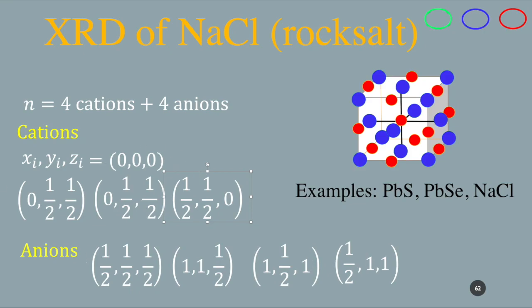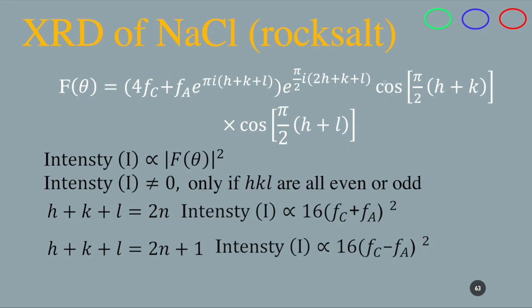If we compute all these things, we again end up with this equation, which looks similar to the typical FCC structure, because as in FCC, only if HKL are all even or all odd do we obtain the signals, because then the intensity is non-zero. Otherwise, if there is a change in parity, we don't get the signals. But in addition to this condition, there is another interesting thing, because there are two ions involved. So sometimes the intensity is higher. For example, if h plus k plus l is 2n, the intensity is higher.